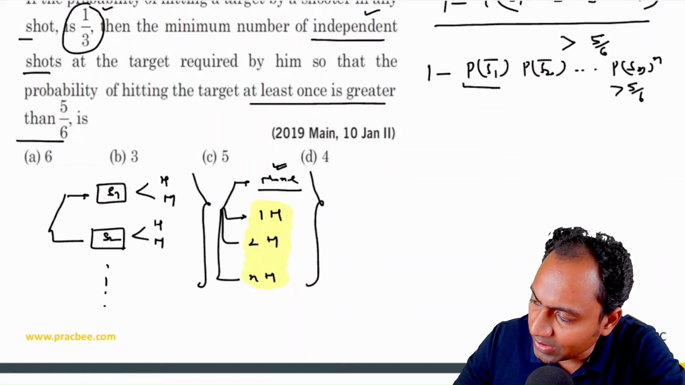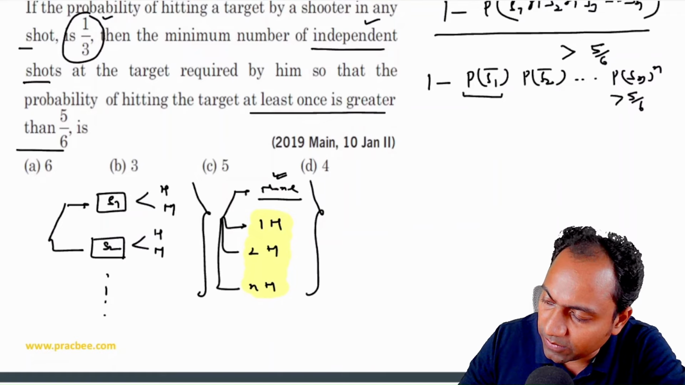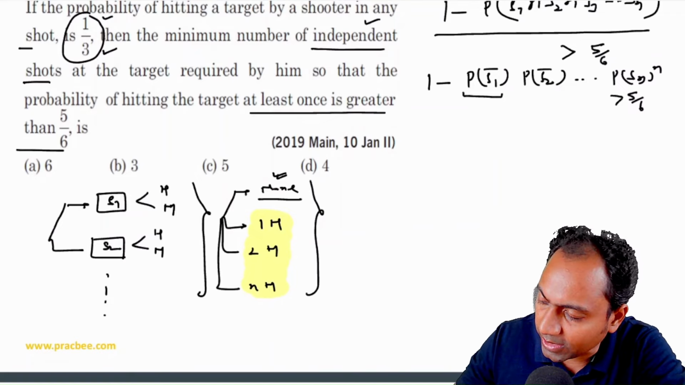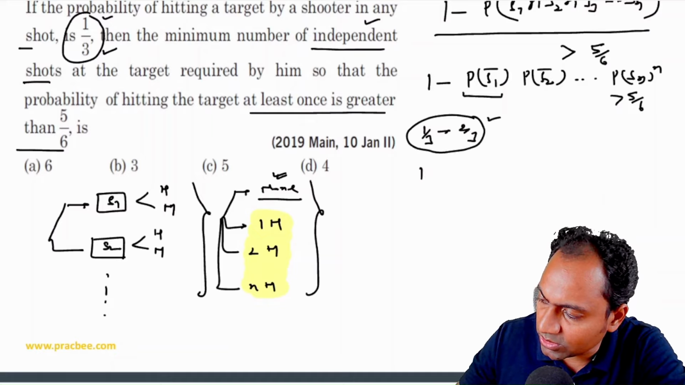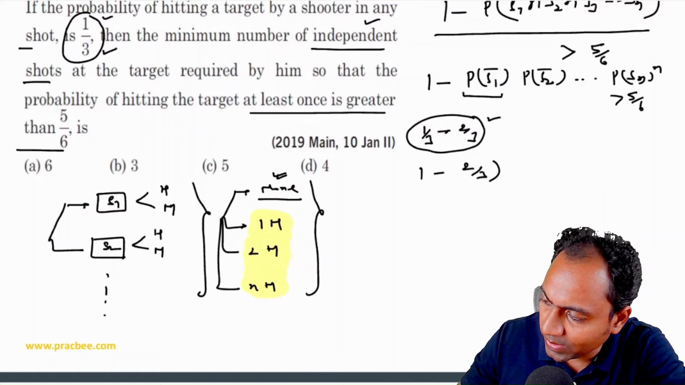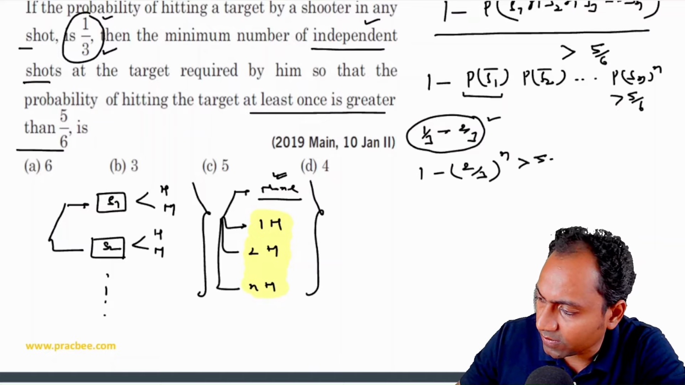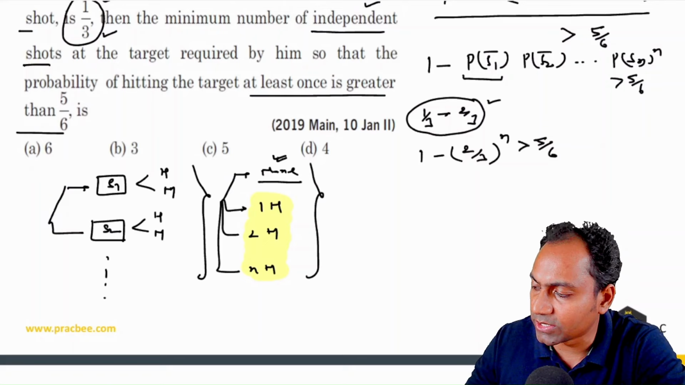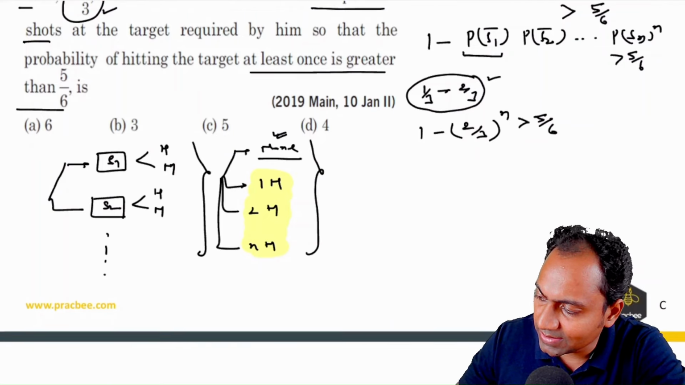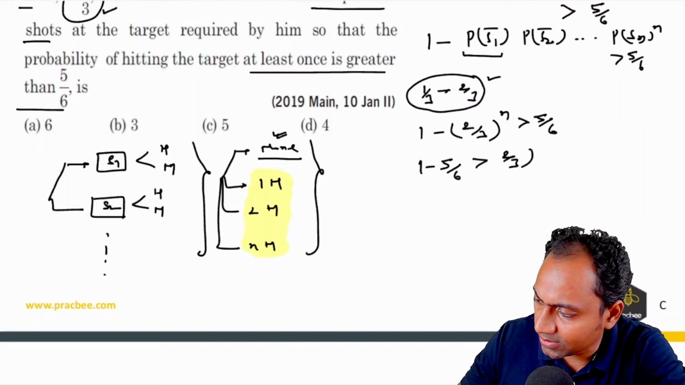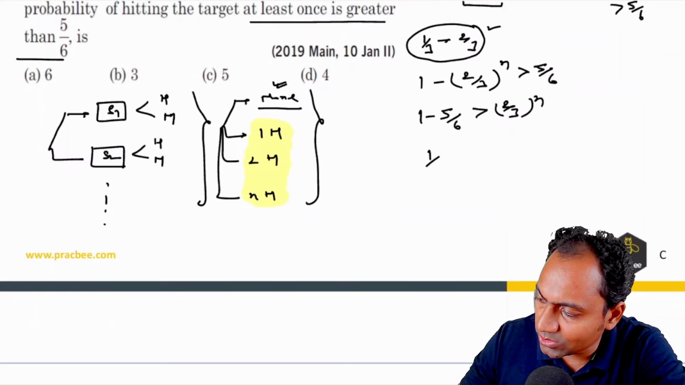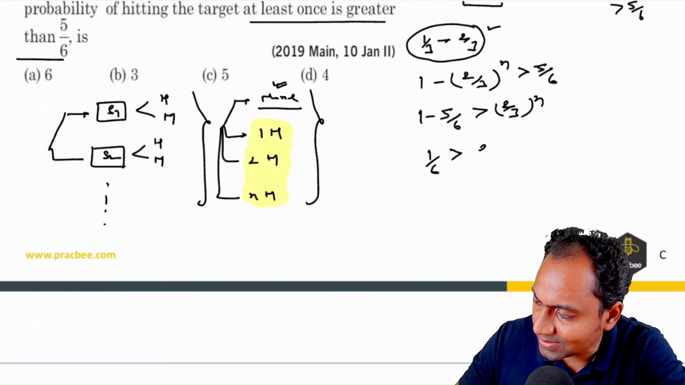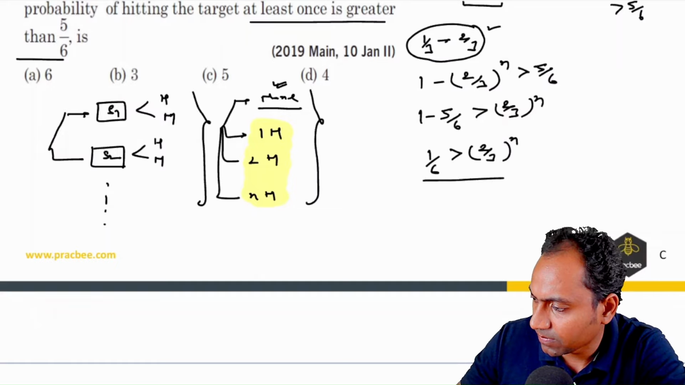Also, this probability is given in the question as nothing but 1 minus 1/3, because not happening. So happening is 1/3. So not happening will become 2/3. So if I put the values, this comes out to 1 minus 2/3 raised to the power n needs to be greater than 5/6. See, now we need to think of a value out of these options which will satisfy this. So if I simplify this, this will come out to be 1 minus 5/6 will be greater than 2/3 raised to the power n. Or what we need to find is one such value of n for which 1/6 is greater than 2/3 raised to the power n. Okay.